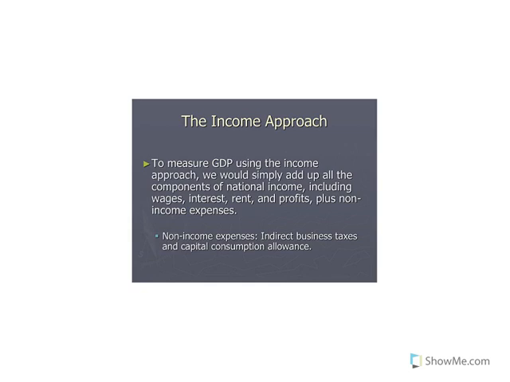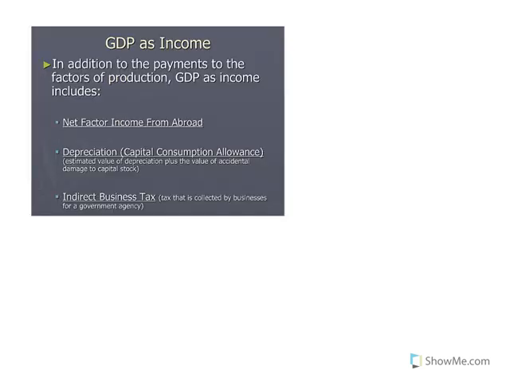Now, in addition to the income that is generated by the resources in terms of land, labor, capital, and profits, we also would have to include non-income expenses in order to ensure that the value of the output is equal to the value of the income, depending on which approach you use. And so some non-income expense accounts would be what we call indirect business taxes and the capital consumption allowance. So let me define what those are.